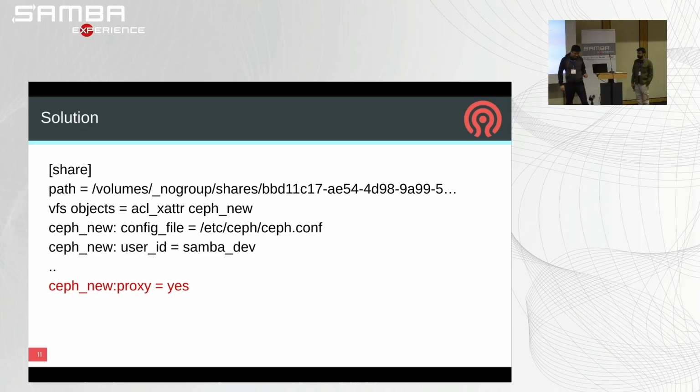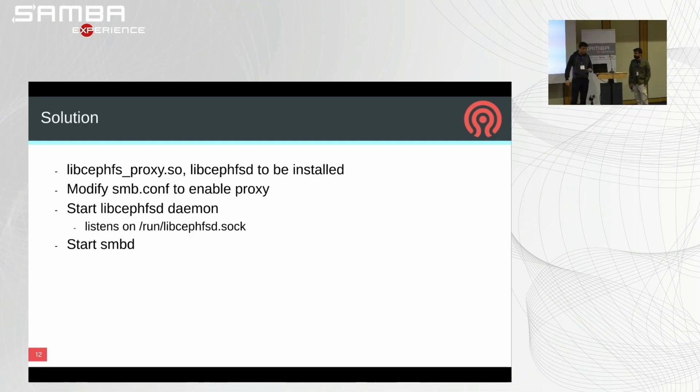The only change required on the configuration side is a new variable, which we pass to the Ceph new module, which just says proxy enabled yes. To get the proxy solution running on the Samba server, we need the libcephfs proxy library installed, and the daemon installed. Modify smb.conf to enable the proxy server, then start the libcephfsd daemon, and start SMBD. So all new connections coming in which connect to the backend CephFS system are now multiplexed through the proxy.